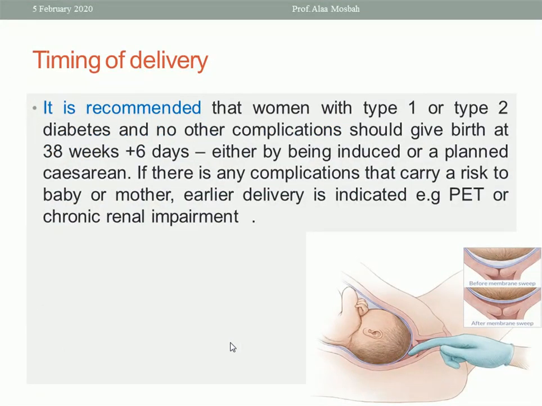It is recommended that women with type 1 or type 2 diabetes and no other complication should give birth at 38 weeks plus 6 days either by being induced or planned cesarean. If there is any complication that carries a risk to baby or mother, earlier delivery is indicated. Example, in cases with chronic renal impairment or preeclamptic toxemia.